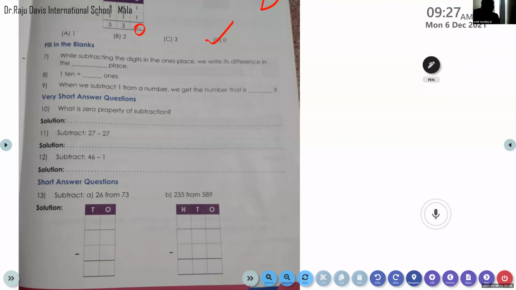While subtracting the digits in the ones place, we write its difference in the dash place. Yes, after subtracting the ones place, where will we write the answer? In the ones place itself, right? Yes, ma'am. So here also the answer is ones place. Please write the answer: ones.